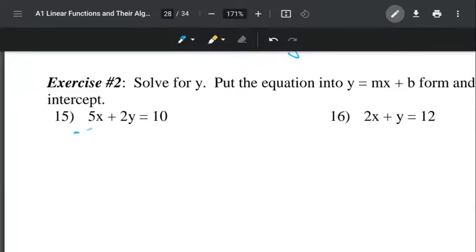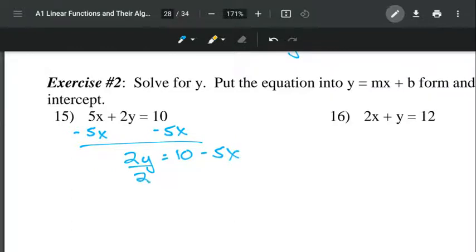So for this, we subtract 5x on both sides of our equals. We have 2y equals 10 minus 5x. So when I divide by 2, I can divide this whole thing, or I can just put a divide sign under each term. Sometimes that's easier, especially when you have to answer questions. So I have 5 minus.